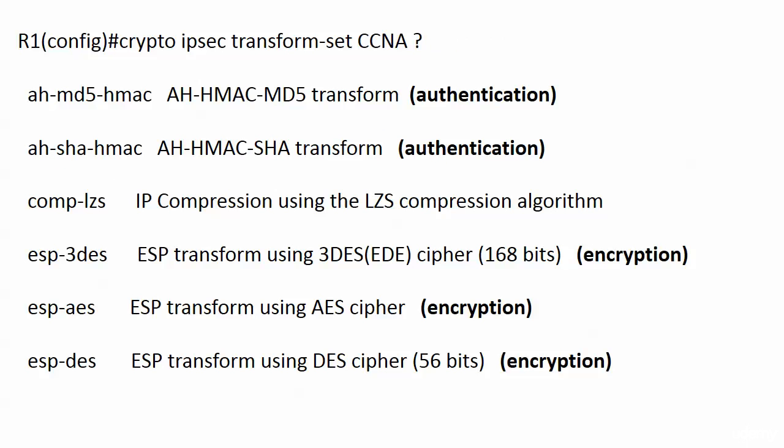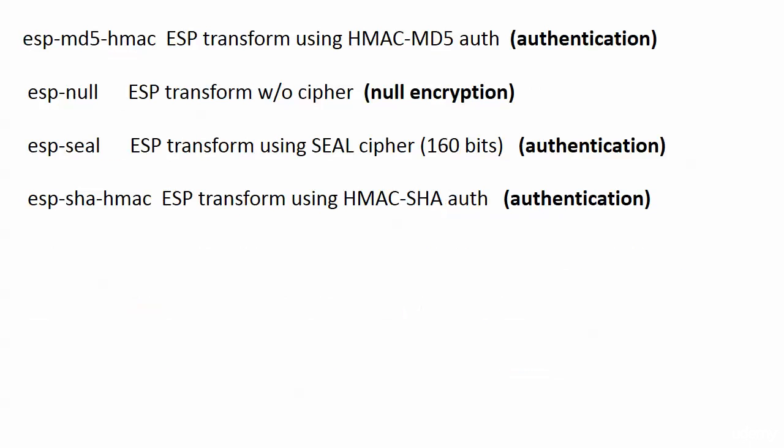So it's crypto ipsec transform-set is the command. Then I'll be asked to name it, and then I use IOS help to see the options. And we see a couple of AH options there. They're both authentication options, one using MD5 and one using SHA. There's our IP compression algorithm option, and quite a few ESPs here, and these are all encryption. You'll see they're using ciphers that we've talked about before with DES, 3DES, and AES. And we've got another authentication here using MD5, and then you have a null encryption option, a SEAL cipher, and then finally an ESP transform using HMAC SHA authentication.